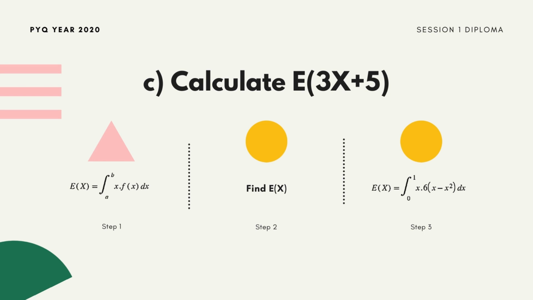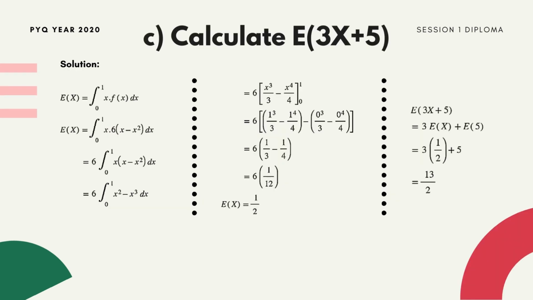Let's proceed to the last question, which is C. The question asks us to find the expectation value of 3x plus 5. Firstly, we need to use the formula expectation of x equal to the integral from a to b of x multiplied by f(x) dx. Then find the expectation of x and insert the given values of a, b, and the f(x) into the formula that we stated just now.